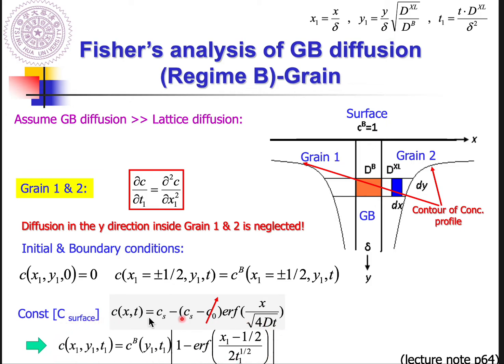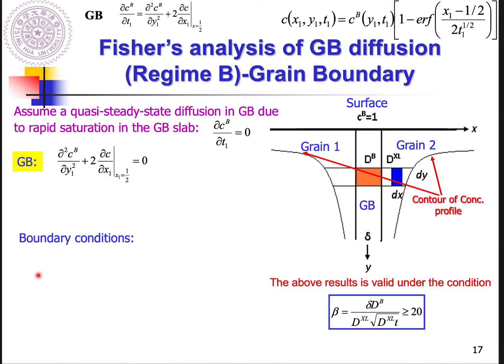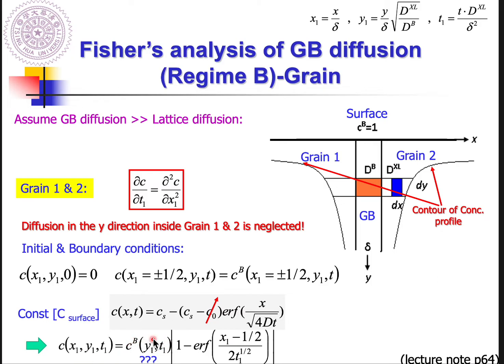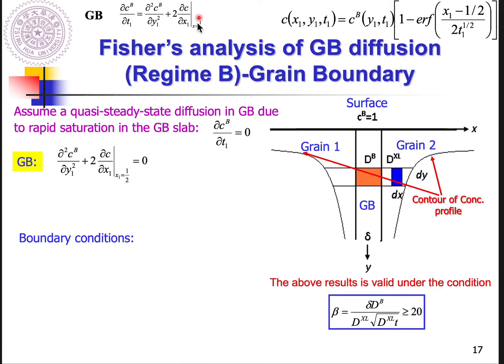Based on these results, the only term we don't know is Cb: how the concentration of diffusing atoms in the grain boundary changes with y1 and t1. As long as we get this, we can complete these solutions, right? So how do we get this Cb? We still have the other diffusion equation in the grain boundary that hasn't been used.